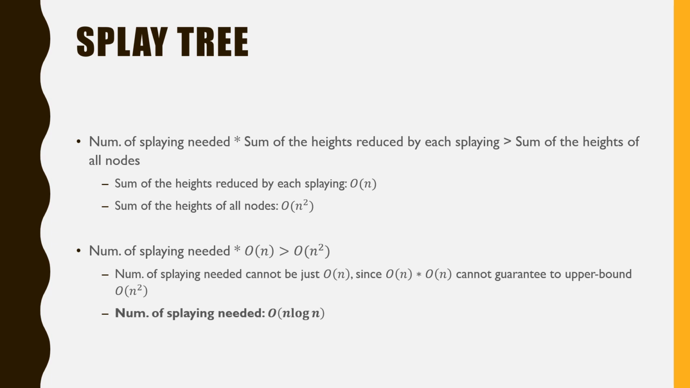It is important to know that only performing O(n) splaying operations is not sufficient, as it would result in a total height reduction of only O(n²). This reduction matches the same order as the total heights of the tree, and therefore it cannot serve as a valid upper bound.